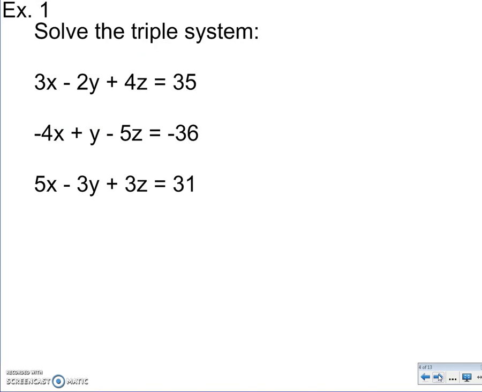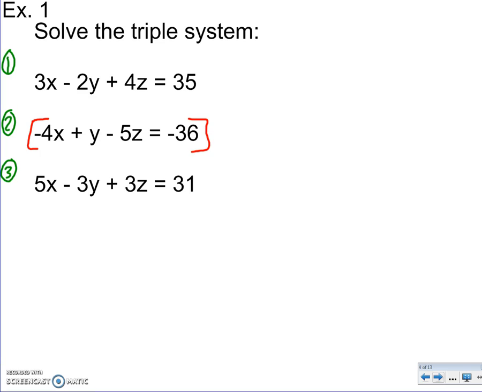So let's start. Example 1. I highly recommend you label your equations. So that's equation number 1, equation number 2, equation number 3. And you pick a letter to get rid of. I see the y's are very simple to get rid of. I can make that middle equation match the 2 on top easily. I can make them match the 3 on bottom easily. So using equations 1 and 2, I'm going to create a fourth equation.